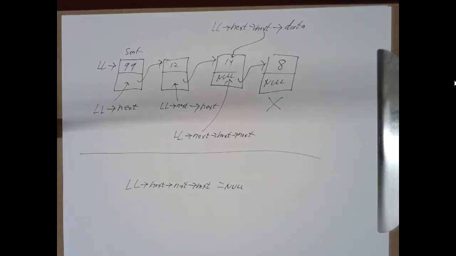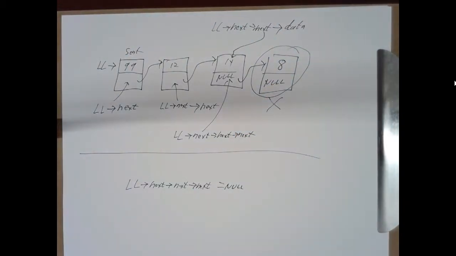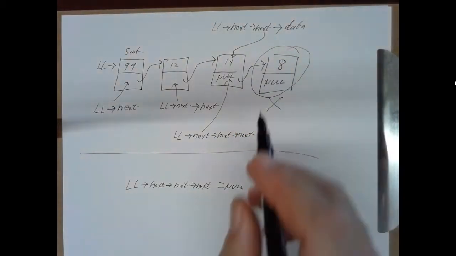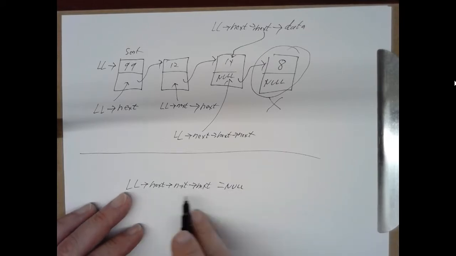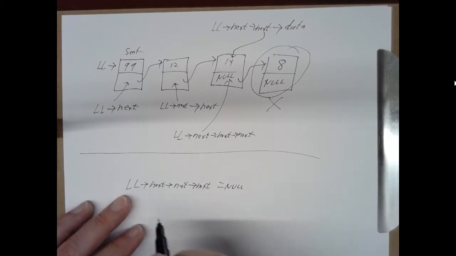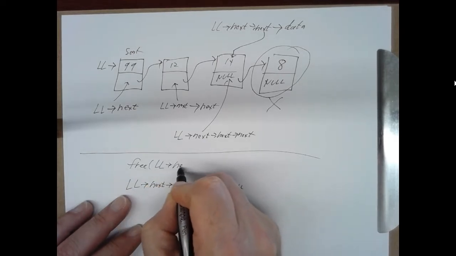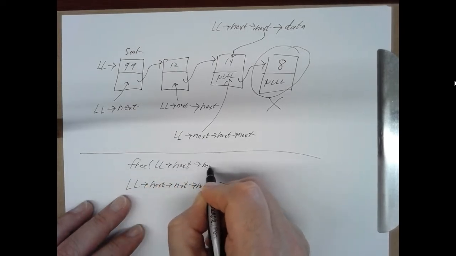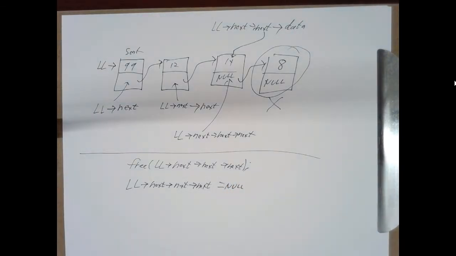But we also need to free this node from memory. And the address of this node is LL next, next, next. Now we can't free it here because after this, LL next, next, next is null. Can we free it before? Without getting into trouble?